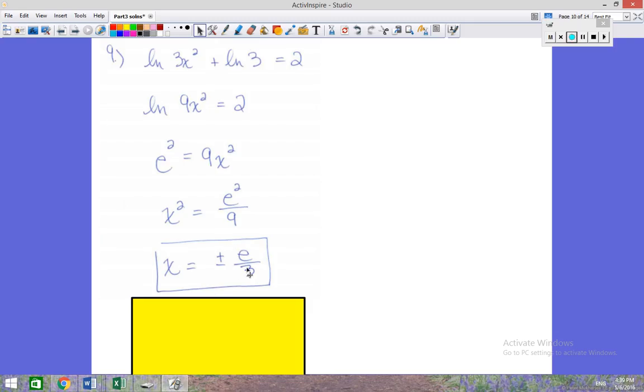Now, does the minus sign check? Well, when you have this negative e over 3 and you plug it in, the only variable we have is x squared. So when you square that negative number, it becomes positive. So this guy is not extraneous, so we include both of these values in our solution set.